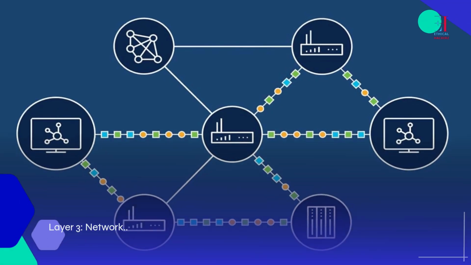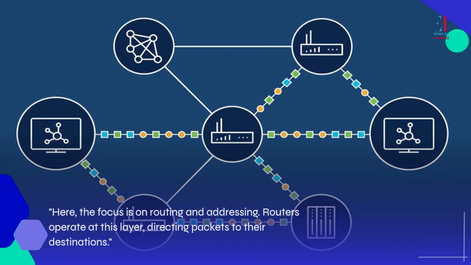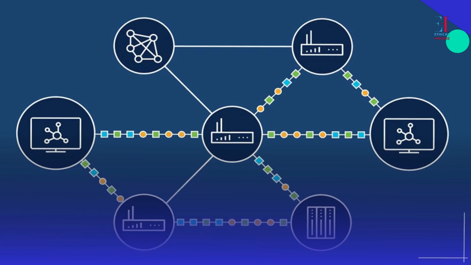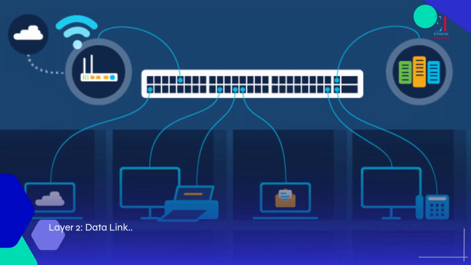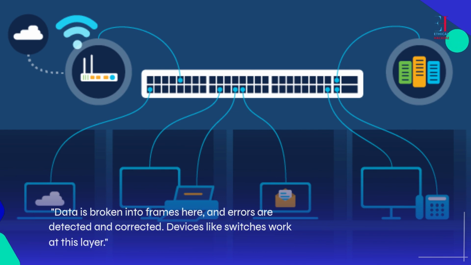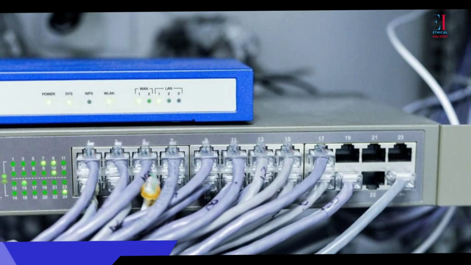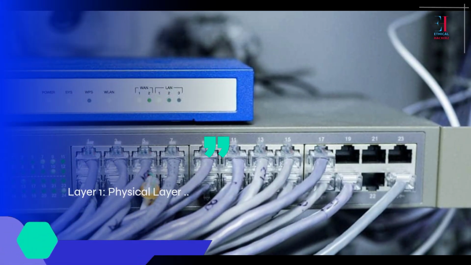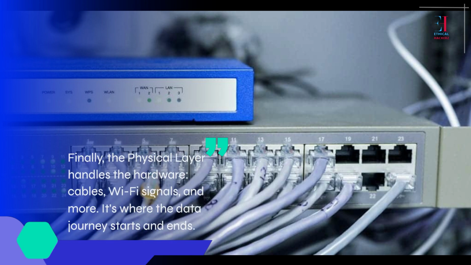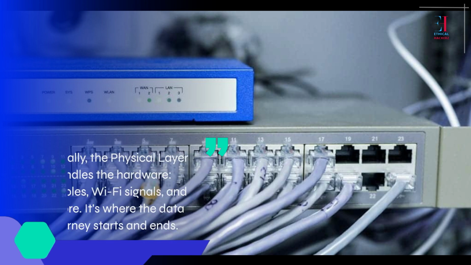Layer 3. Network. Here, the focus is on routing and addressing. Routers operate at this layer, directing packets to their destinations. Layer 2. Data link. Data is broken into frames here, and errors are detected and corrected. Devices like switches work at this layer. Layer 1. Physical layer. Finally, the physical layer handles the hardware, cables, Wi-Fi signals, and more. It's where the data journey starts and ends.